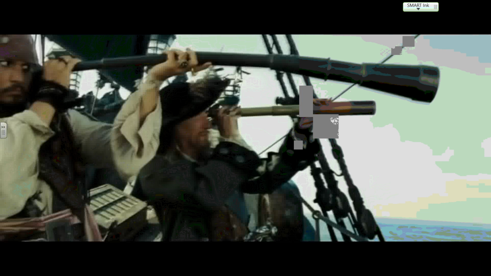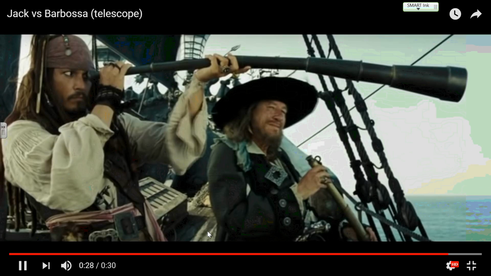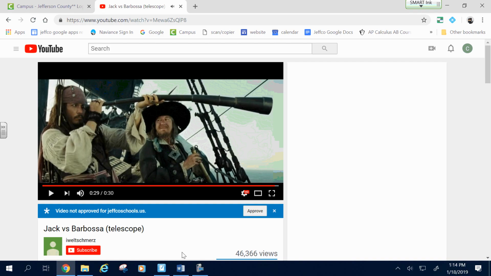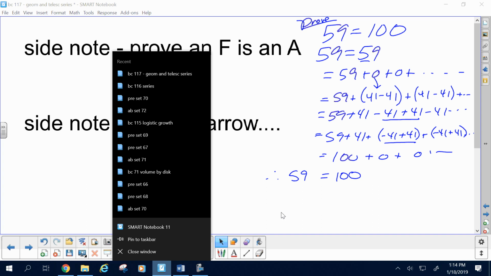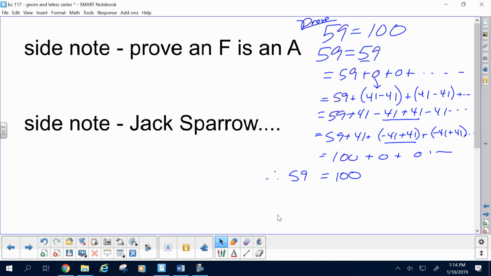Okay. Now, that's not your normal telescope. That's a great movie. That's not your normal telescope. What's the name for that kind of telescope? Oh, that's a collapsible telescope. It's meant to collapse onto itself, yeah, into one small piece.